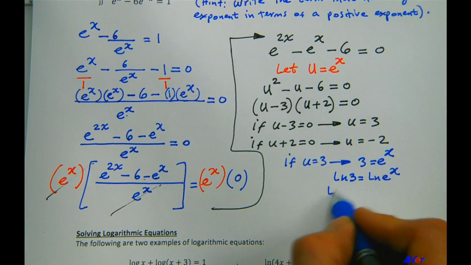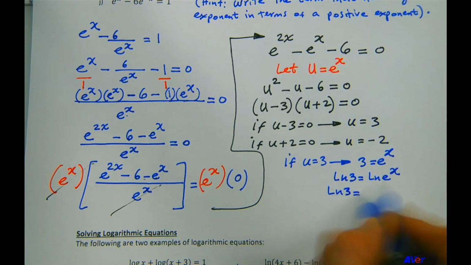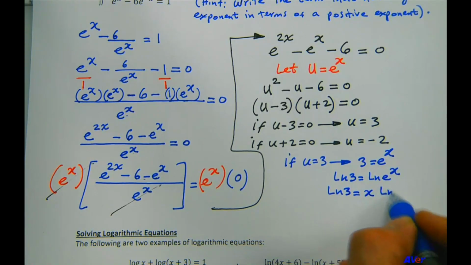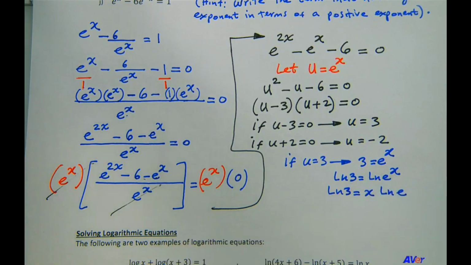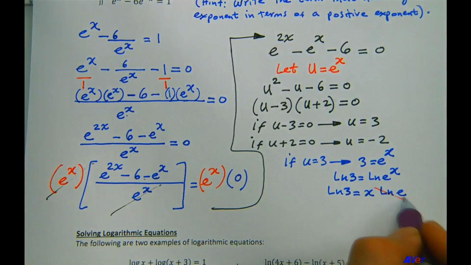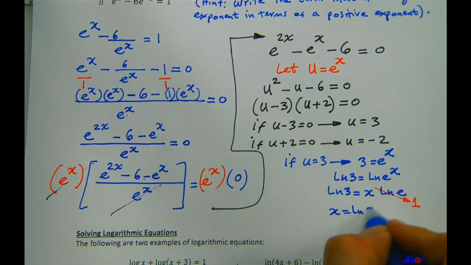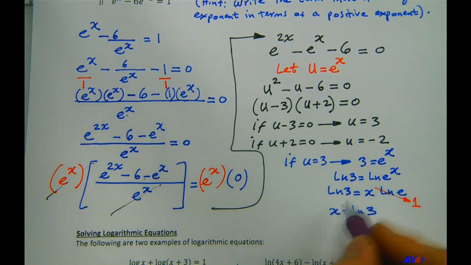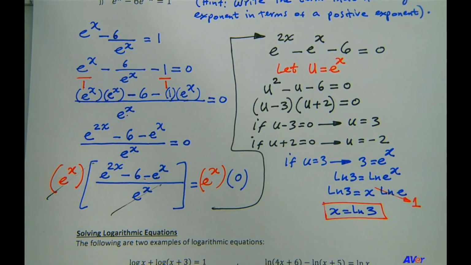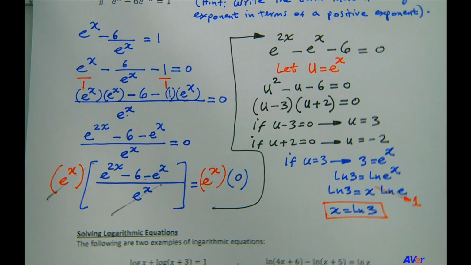On the left, we have natural log of 3. On the right, we have x natural log of e. We already know natural log of e is equal to 1, right? So there we have it. We have x equals natural log of 3. So that's one of the solutions. Okay?